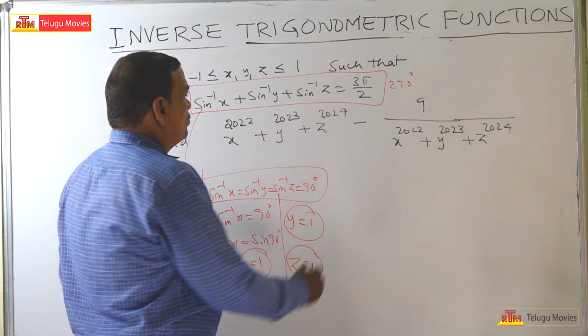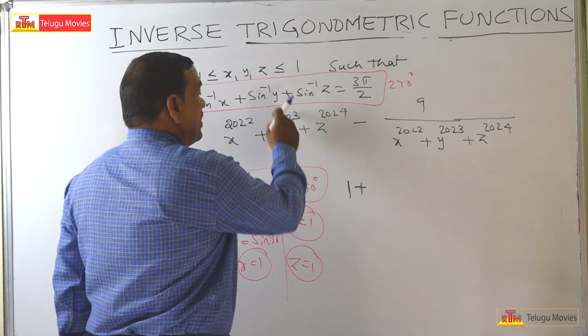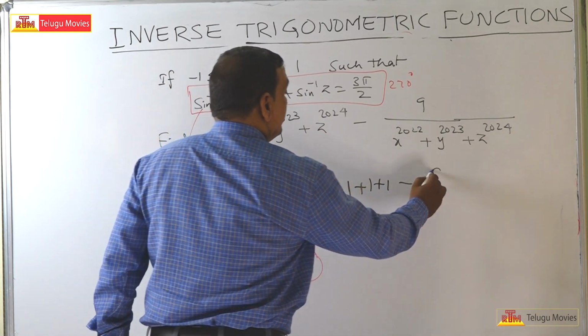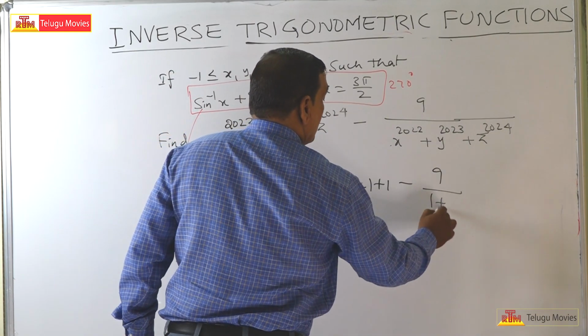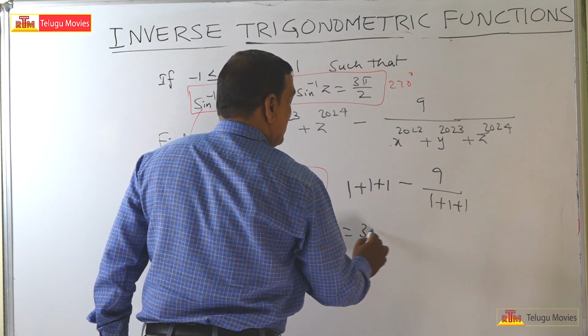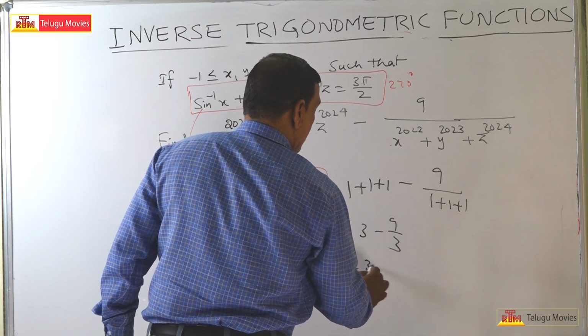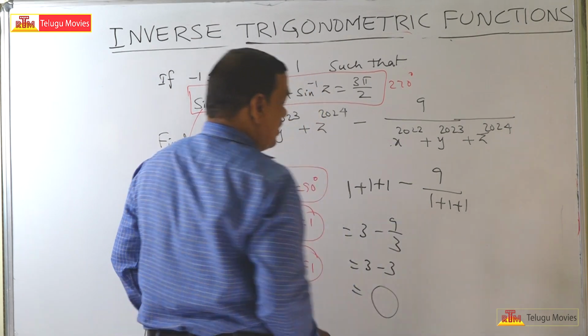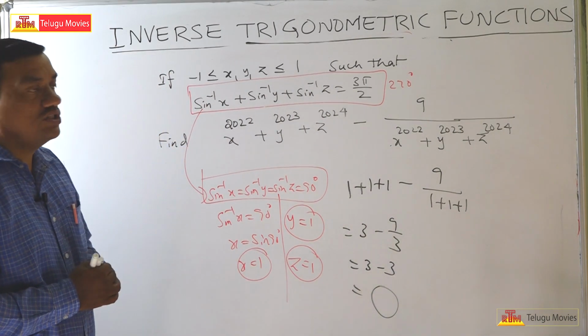Substitute here: 1 power 2022 is 1, 1 power 2023 is 1, 1 power 2024 is 1, so this is 1 plus 1 plus 1, 3, minus 9 by 3, that is 3 minus 3. 0 is your answer. Okay, 0 is your answer.